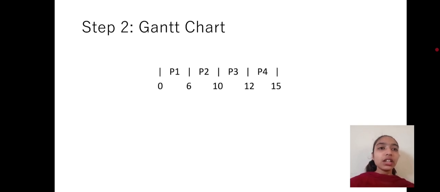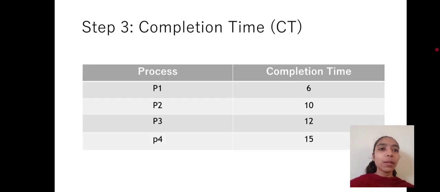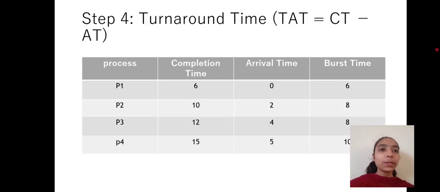Second step is the Gantt chart. We have to arrange the processes according to arrival times in the Gantt chart. That is 0, 6, 10, 12, 15. We get it like this. Third step is completion time. Now we are calculating the completion time, and we got outputs as 6, 10, 12, 15.